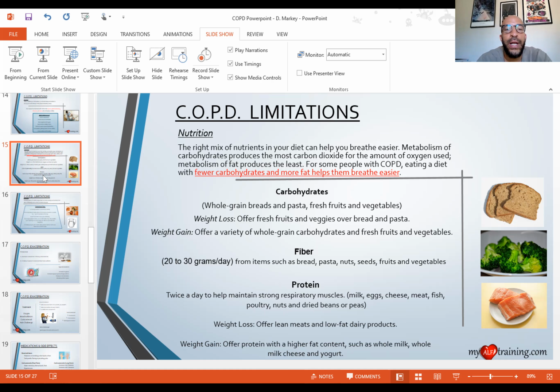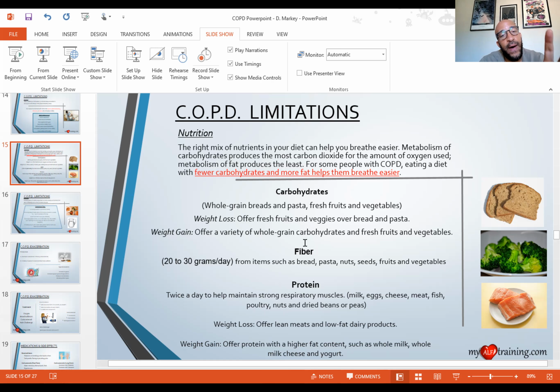So we're going to do whole grain breads, pasta, fruits, vegetables. It depends on whether the patient's overweight or underweight. If they're overweight, then we're going to go with our weight loss option, which is fresh fruits and veggies over bread and pasta. But of course, if we want them to gain weight, then we're going to offer those whole grain carbohydrates and fresh fruits and vegetables. Okay? Because the breads and the whole grains have more carbohydrates, and those carbohydrates are going to help add to the patient's weight.